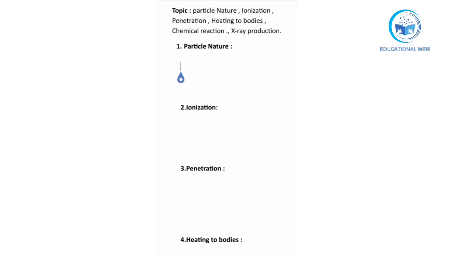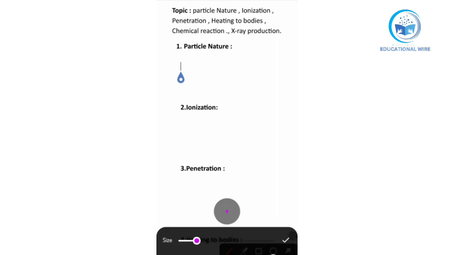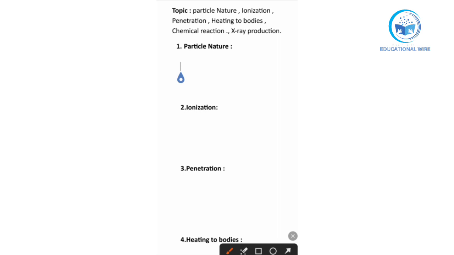So now we will start our chemistry topic, that is particle nature, ionization, penetration, heating to bodies, chemical reaction and X-ray production. So we will discuss this topic with diagrams. So first of all, talking about particle nature. In particle nature we have mass and velocity, mv. Mass and velocity together give momentum.